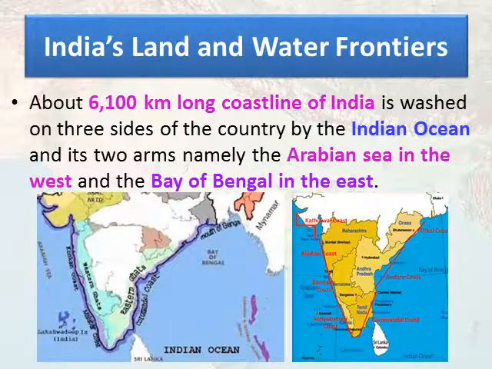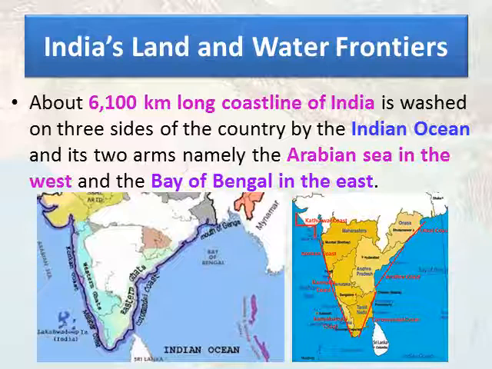Dear children, the about 6,100 kilometers long coastline of India is washed on three sides of the country by the Indian Ocean and its two arms, namely the Arabian Sea in the west and the Bay of Bengal in the east. What is the length of the Indian coastline?